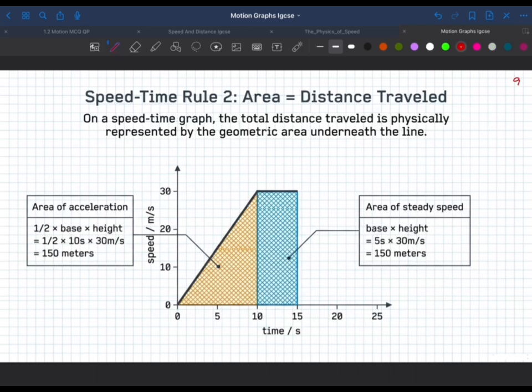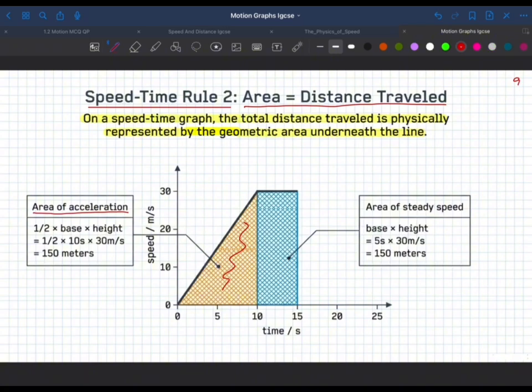As we had just discussed in the speed time graph discussion, the second rule is the area and the distance traveled. So simply, what we have discussed on a speed time graph, the total distance traveled is physically represented by the geometric area under the line, that is, under the curve. So what we have here is a triangle, the area of acceleration, the area where the body is accelerating, but basically this is the area under the curve of the speed time graph.